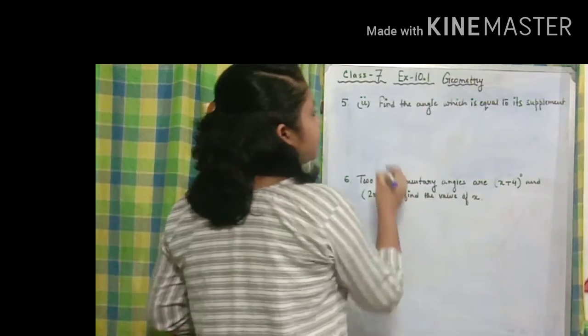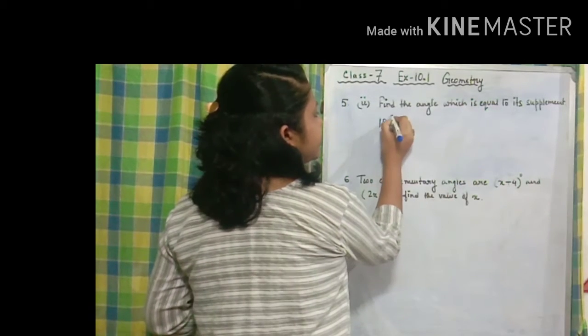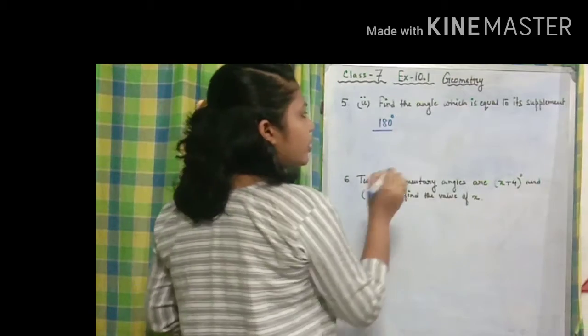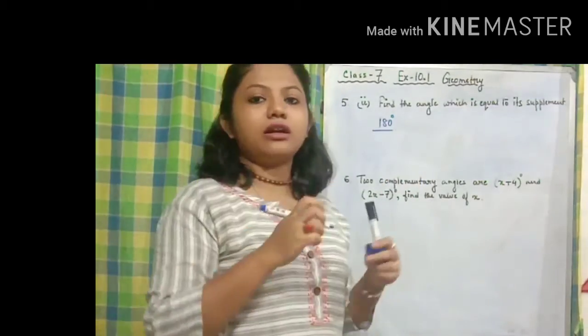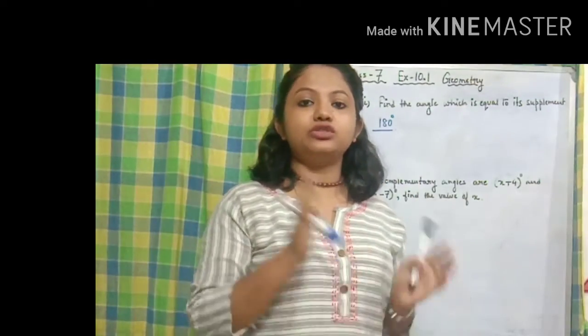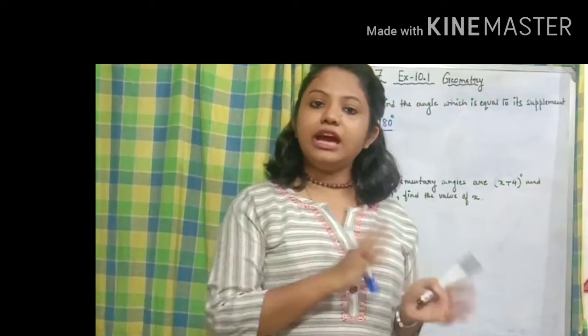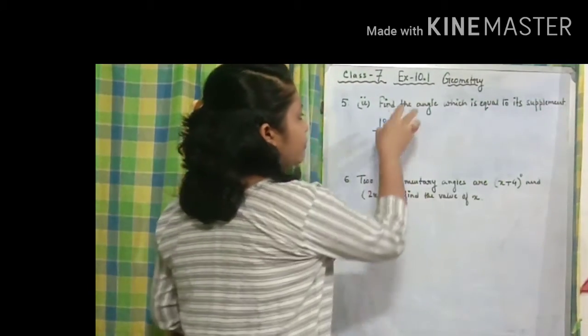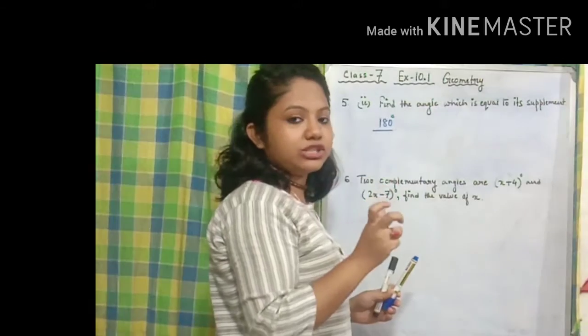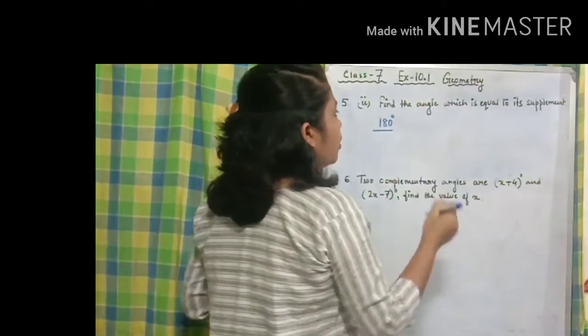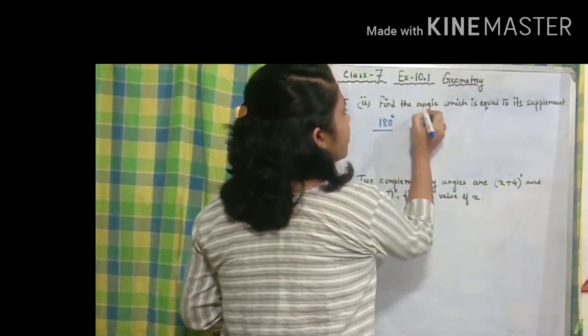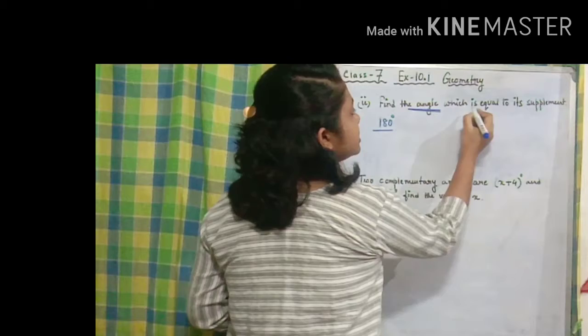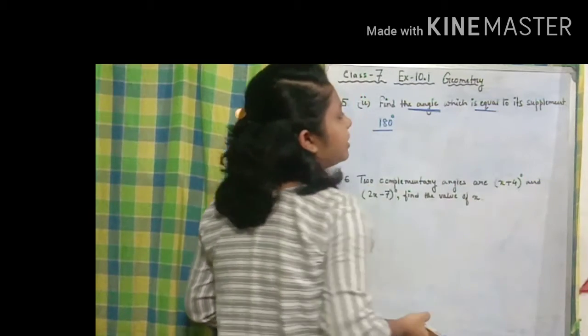Now we know that supplementary angle means 180 degree, right? So two angles, when they sum up together to form 180 degree, are called supplements of each other. So two angles whose summation will be 180 degree. So what has been asked: which is the angle which is equal to its supplement.